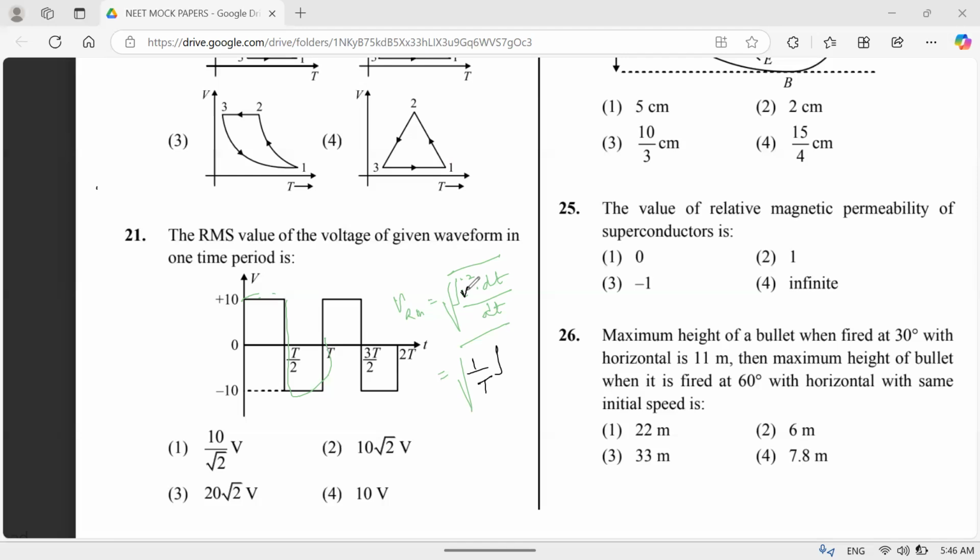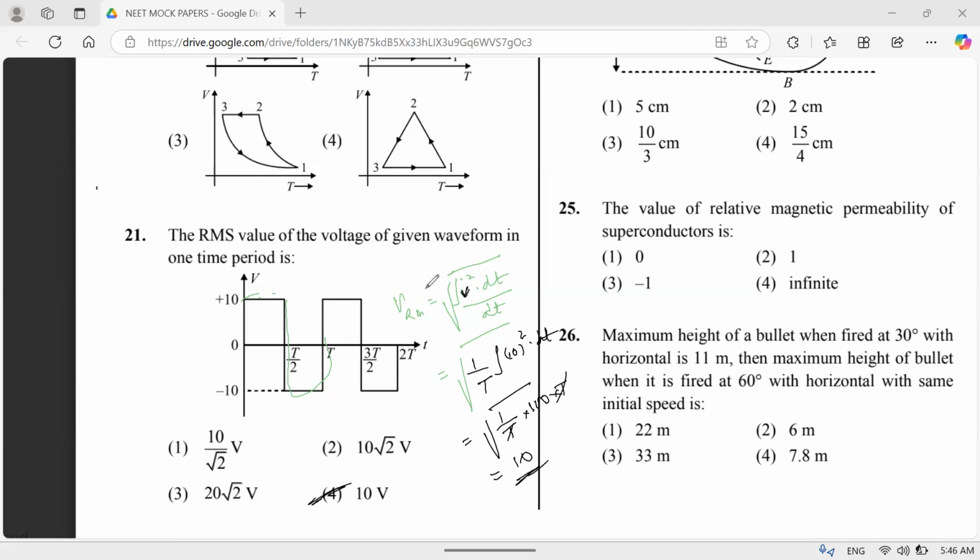VRMS, so it will be V square, so 10 square into dt. That equals under root of 1 by capital T, times 10 square, which is 100, times the integral of dt, which is T. This T will get cancelled. Root 100 is 10. So it will be 10 volt.